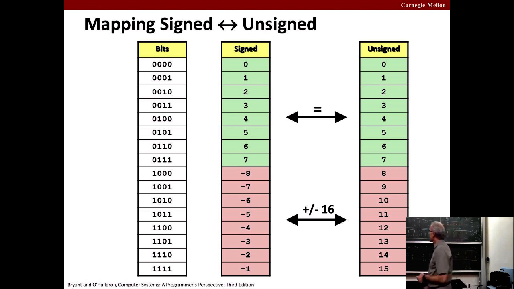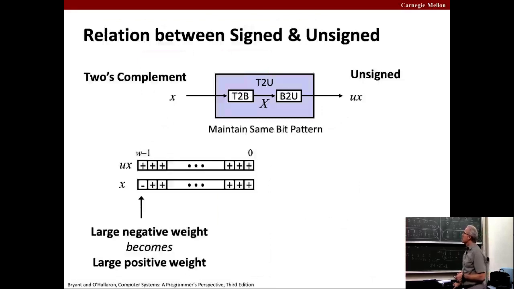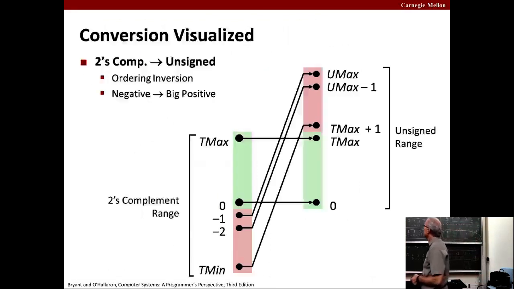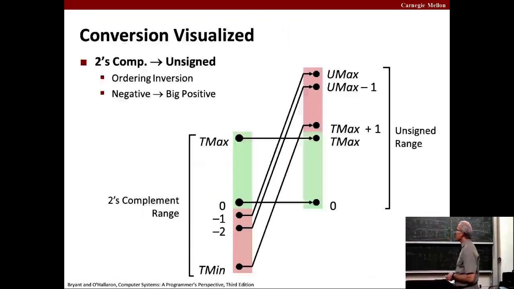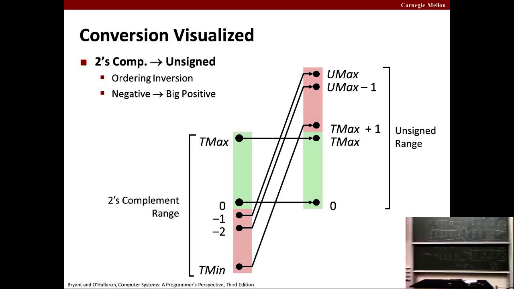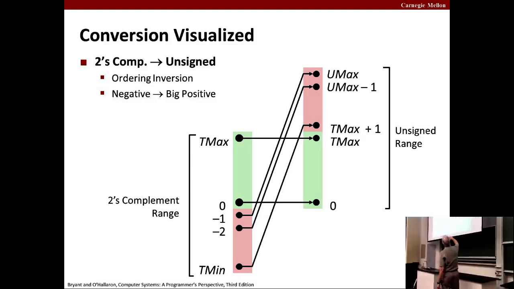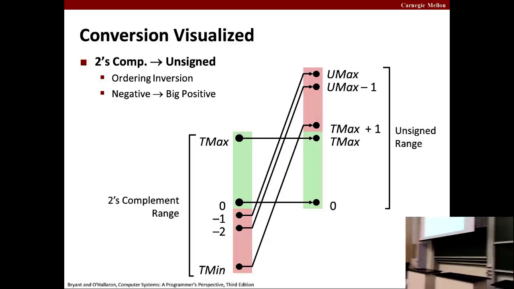And as I mentioned, the difference for the numbers where the higher order bit is a 1 will be by a factor of 2 to the w, where w is the word size. And so this can be thought of as a function where, let me just draw it out.